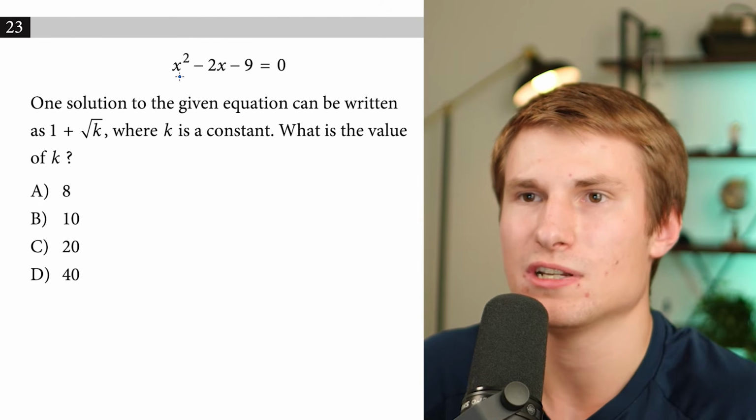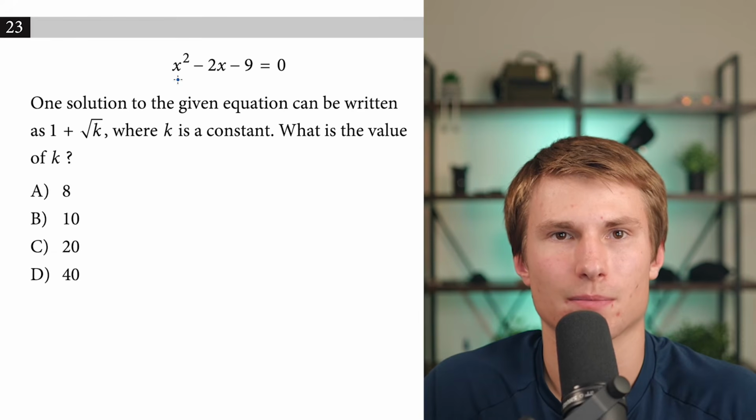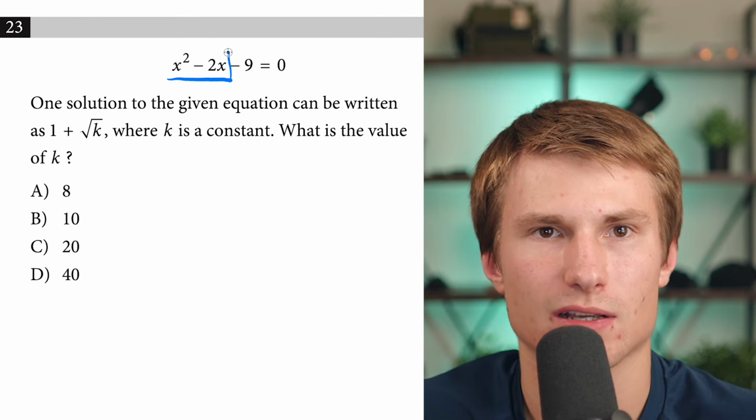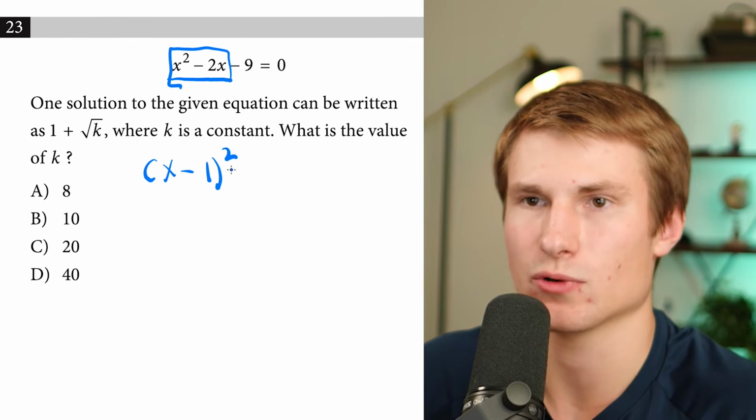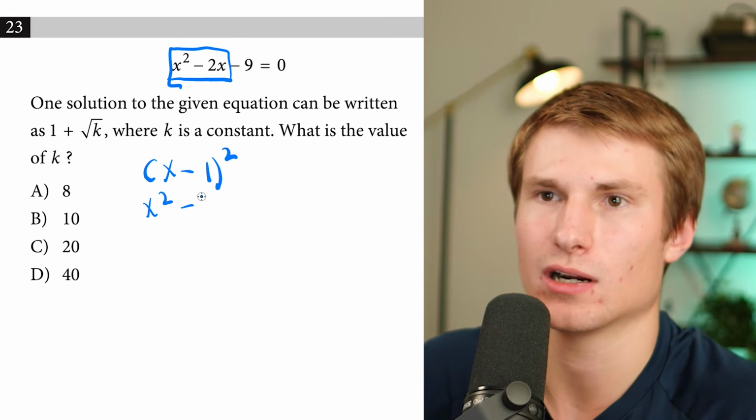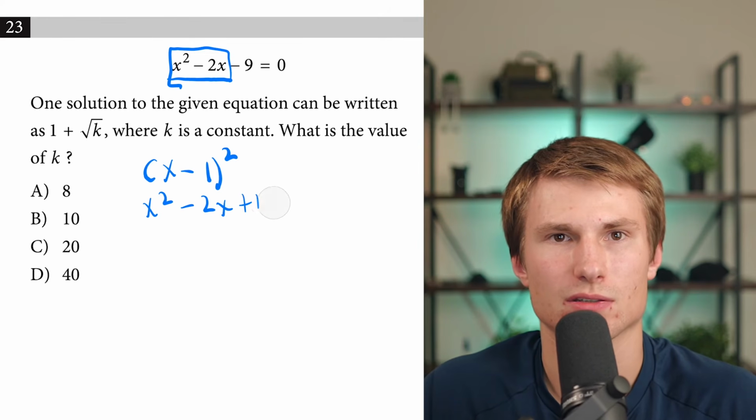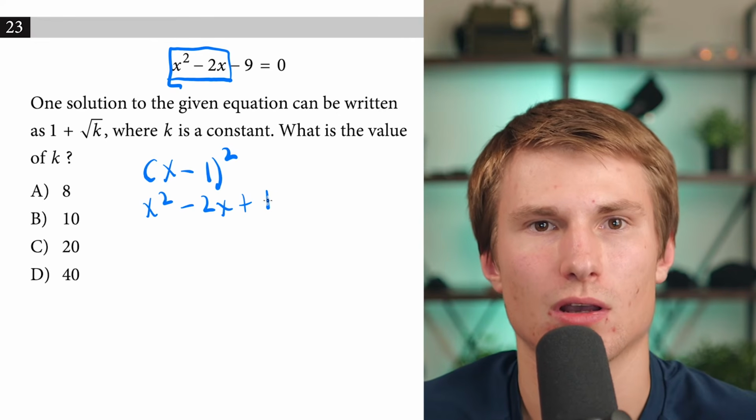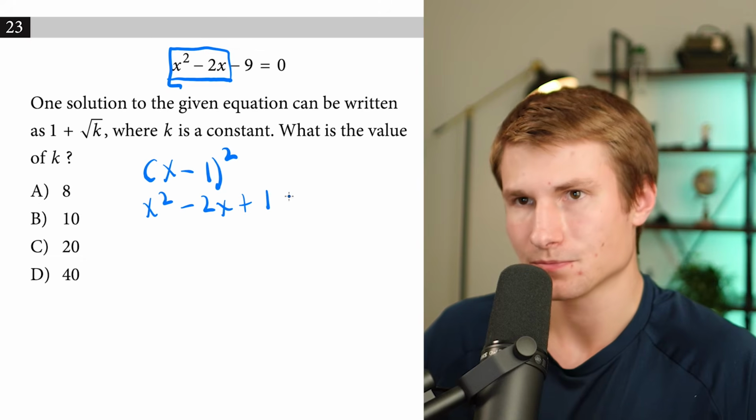So what we need to do is get this into something squared. What I would look at here is this x squared minus 2x. I want to figure out how to get to that squared. I know I can do that with x minus 1, because if I square that, that would get me x squared minus 2x plus 1. Now keep in mind that if we're going to do this, we have to keep everything the same. So x squared minus 2x plus 1.